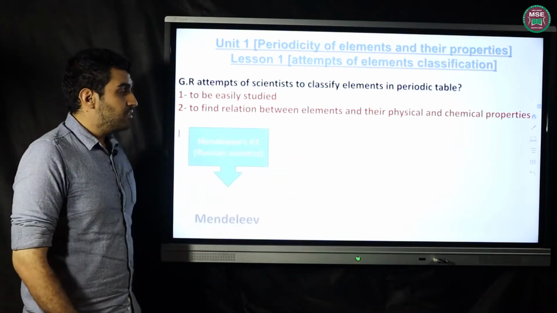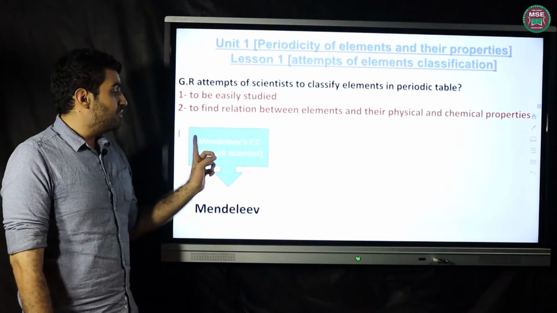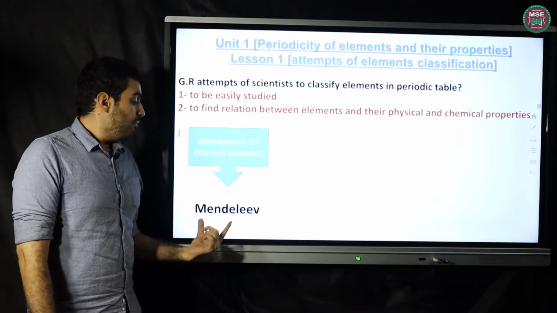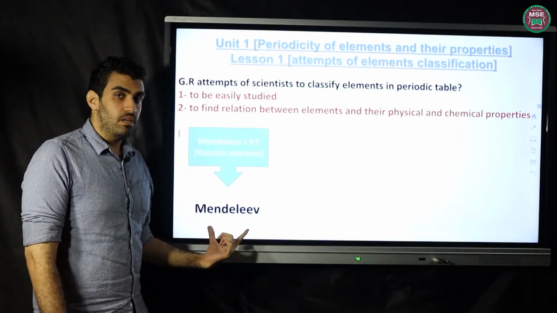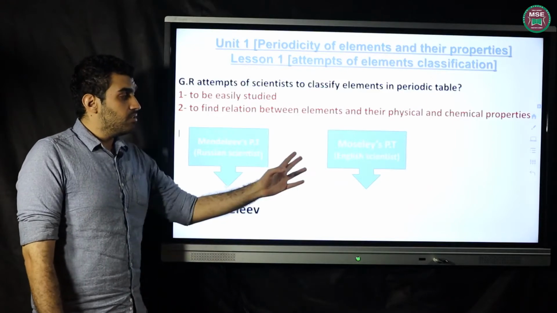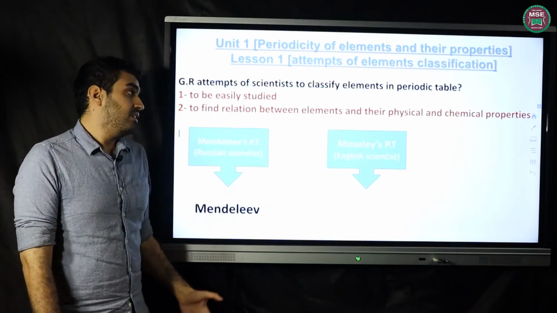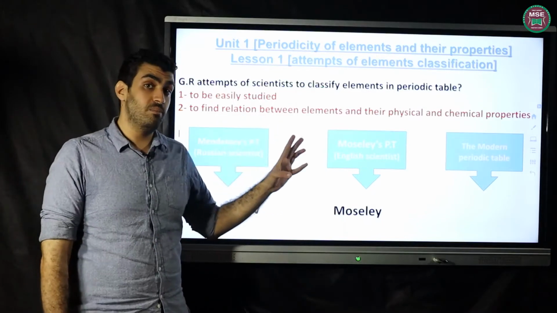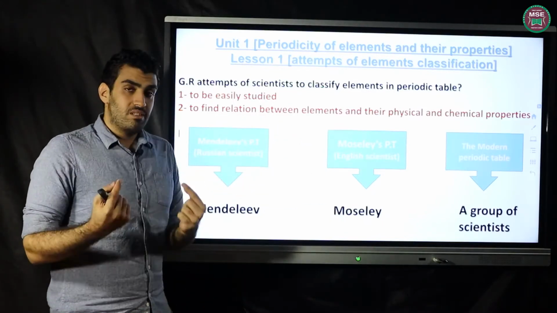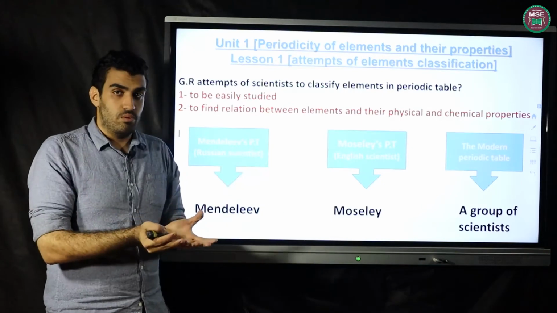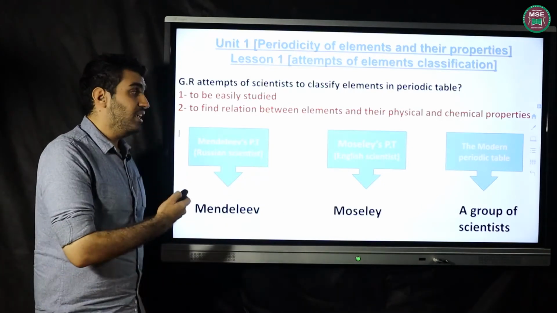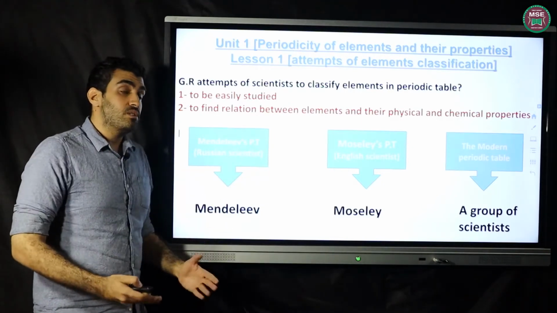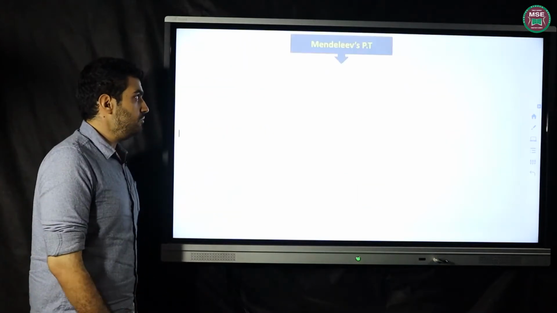We have 3 periodic tables. The first one is Mendeleev's periodic table, made by a scientist called Mendeleev. The second one is Moseley's periodic table, made by an English scientist called Moseley. The third one is the modern periodic table, and it's not made by one scientist but a group of scientists together. Okay? So we have 3 periodic tables that we are going to study in our lesson.